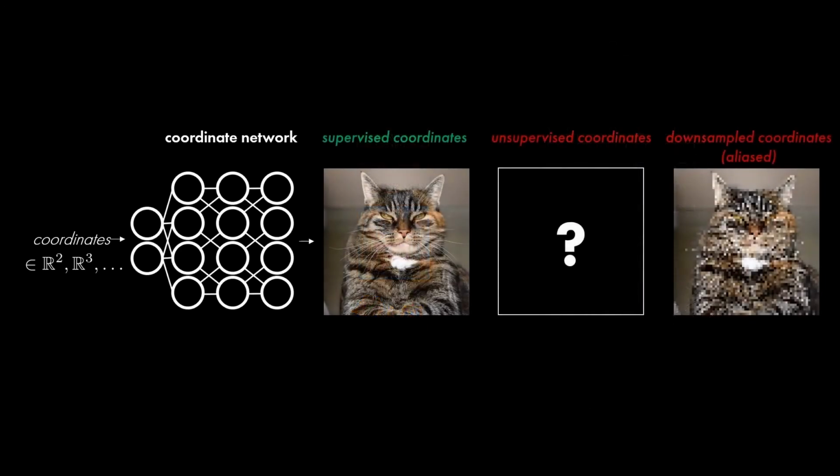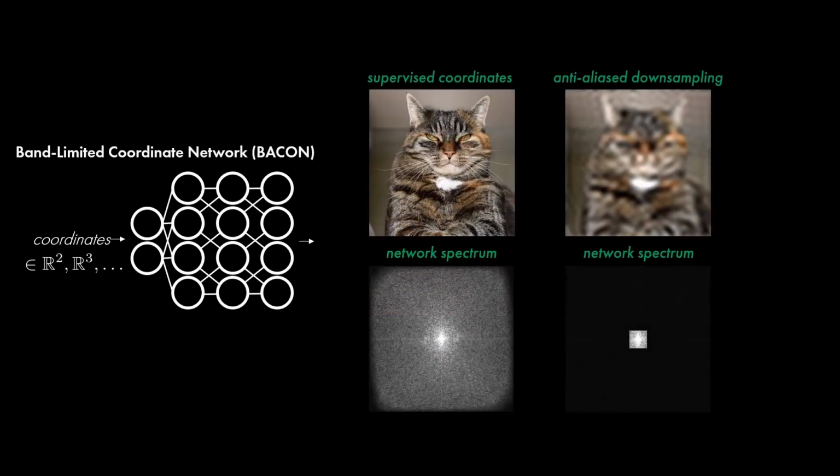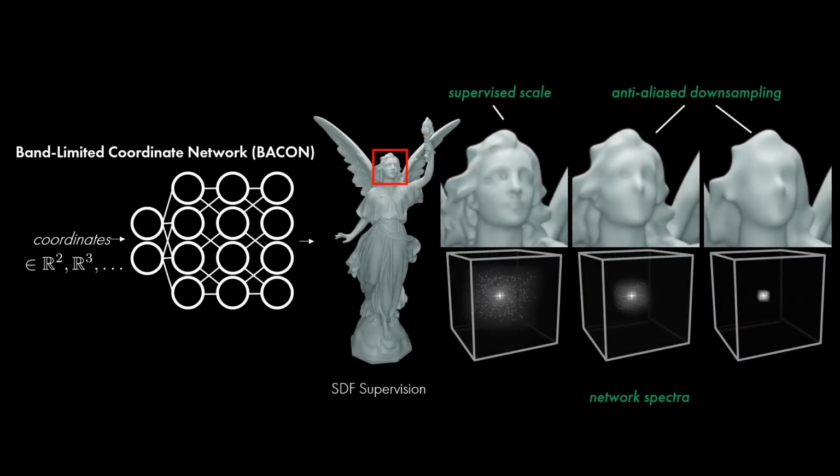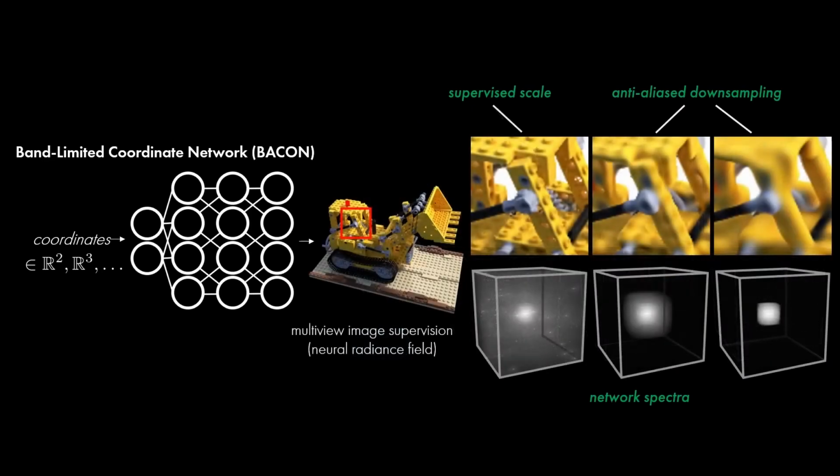However, coordinate networks are black boxes. Behavior at unsupervised input coordinates is difficult to predict, and current representations are not scale-aware, so we cannot easily ensure that low-resolution network outputs are properly anti-aliased. We propose band-limited coordinate networks, or BACON, to address these limitations. This architecture has an analytical Fourier spectrum, which allows constraining outputs of the network to desired resolution scales.